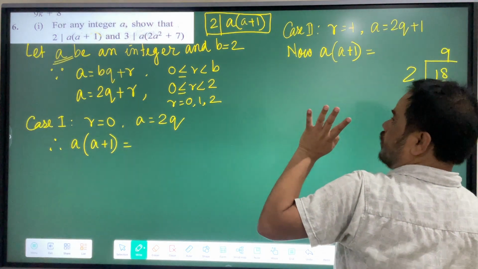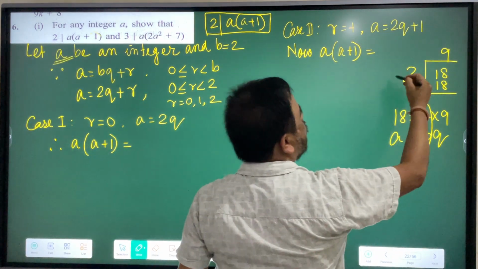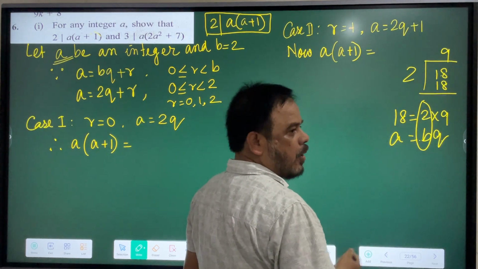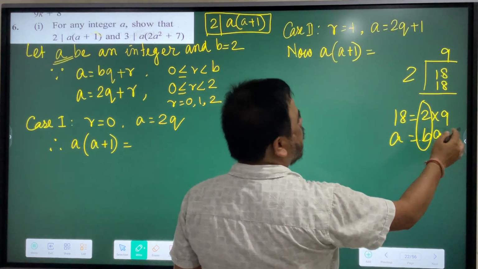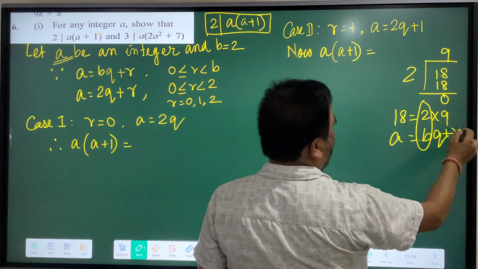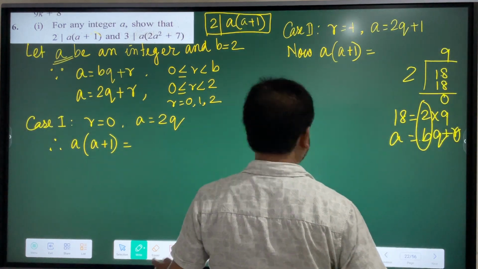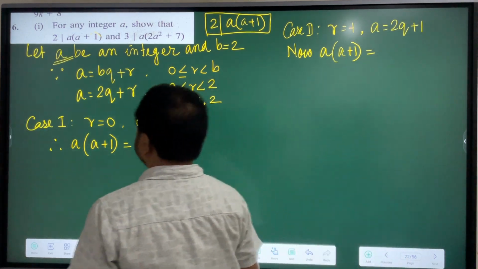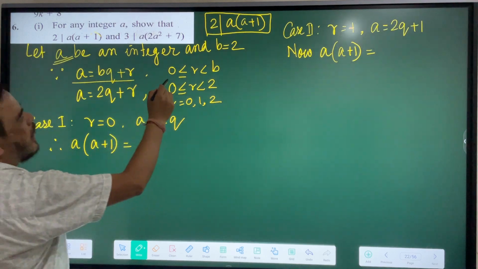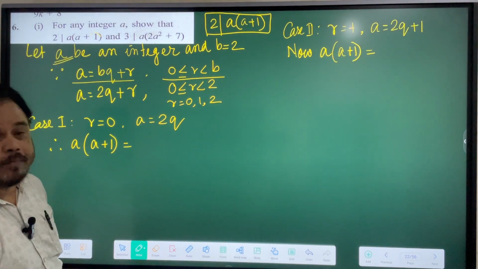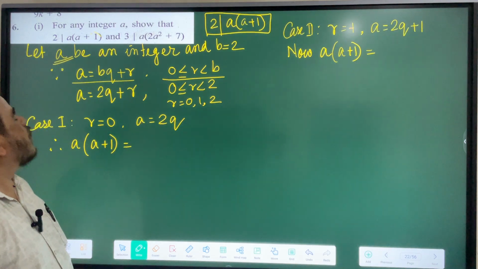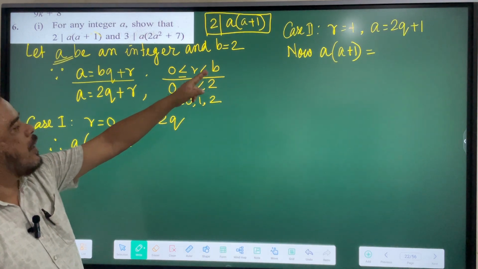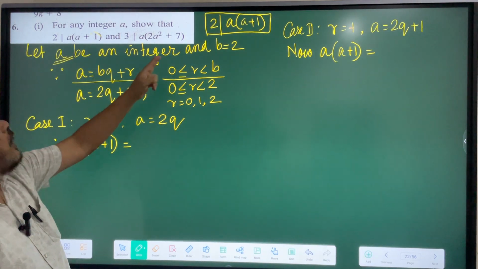I hope you understand. Because 2 divides something. 2 divides 18, so 18 is equal to 2 into 9. A equals bq, which you got in the previous part of the exercise. So a equals bq plus r, and here r is 0. This one we already got in the previous chapter. This was a theorem: a equals bq plus r, where r is greater than or equal to 0 and r is less than b.